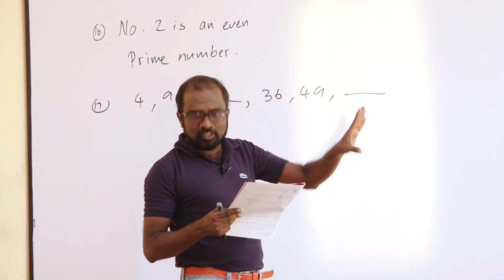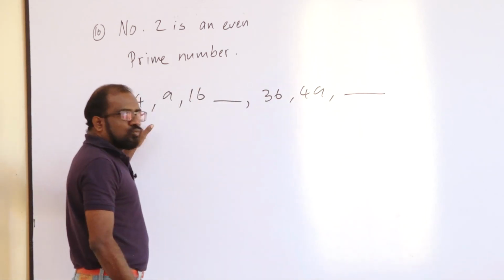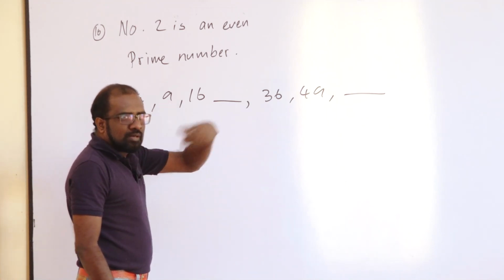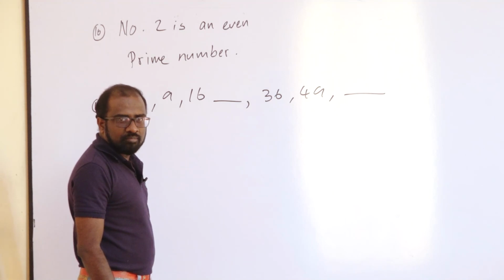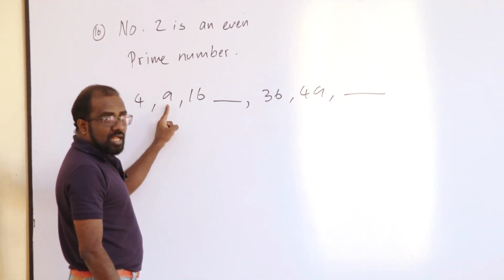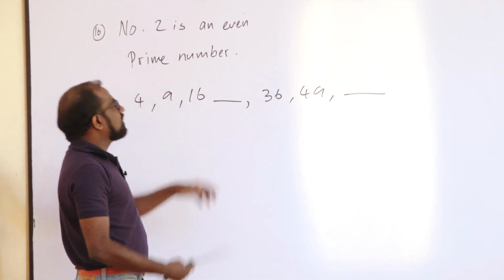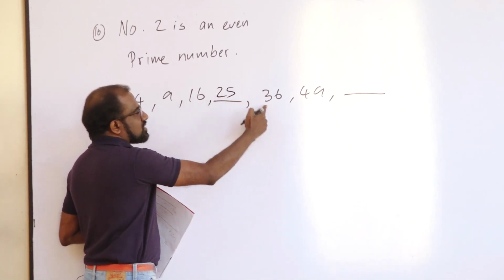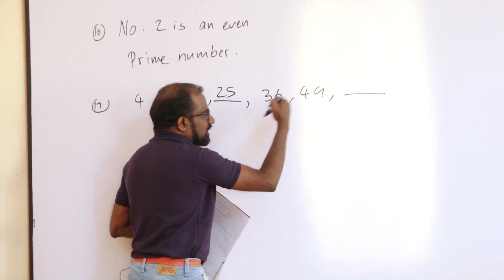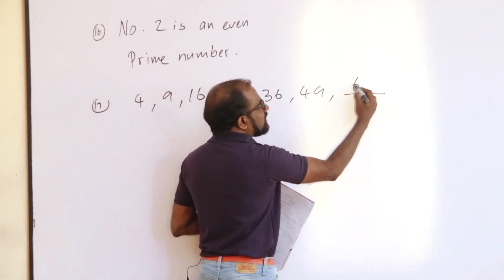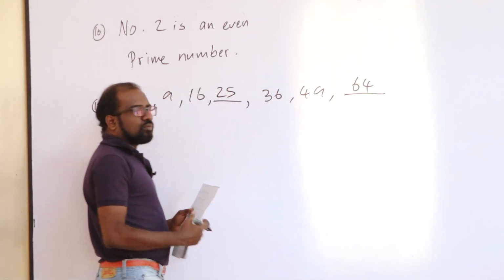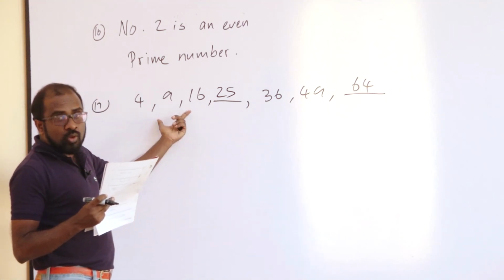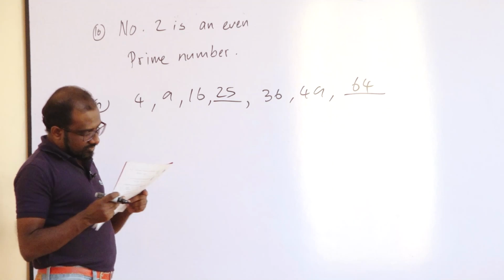We know that square numbers are given by a number multiplied by the same number. So 3 times 3 is 9, 4 times 4 is 16, so here it should be 5 times 5, 25. 6 times 6 is 36, 7 times 7 is 49, 8 times 8 is 64. That's how the blanks should be completed. These are known as square numbers, right?